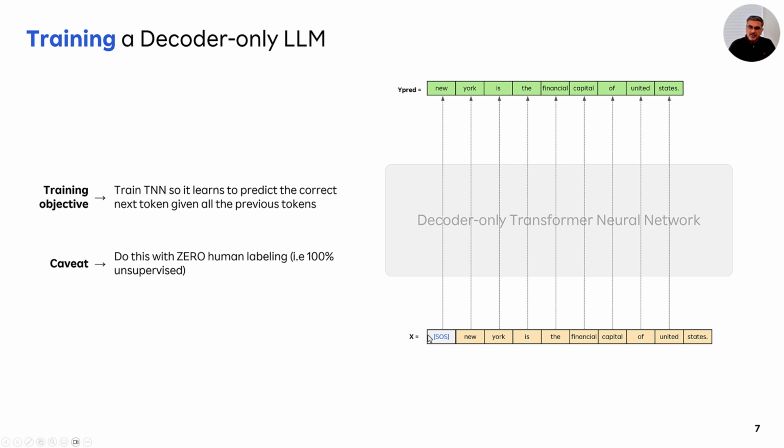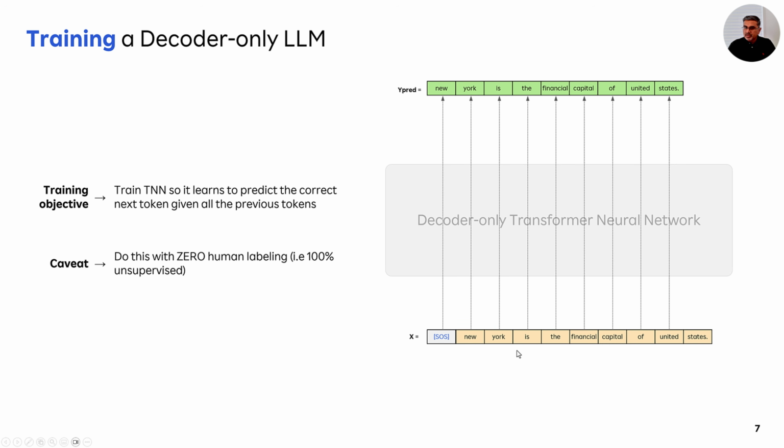Now that you have your start of sequence special token, if you're given SOS, then you predict new. If you're given SOS and new, then you predict York. And if you're given SOS, new and York, you predict is, and so on. So now I've handled this alignment problem. You shift the input by one token and add the special start of sequence token. So I've handled the input alignment. But what about the prediction alignment?